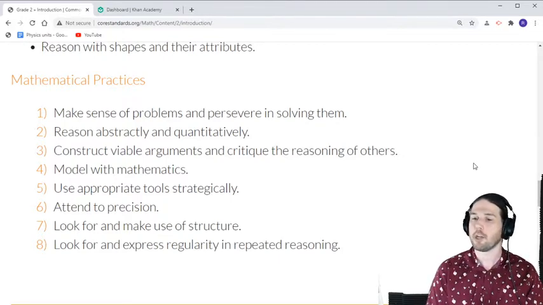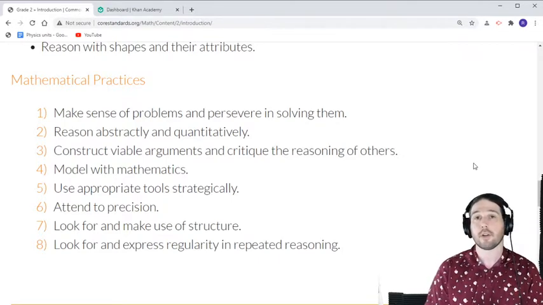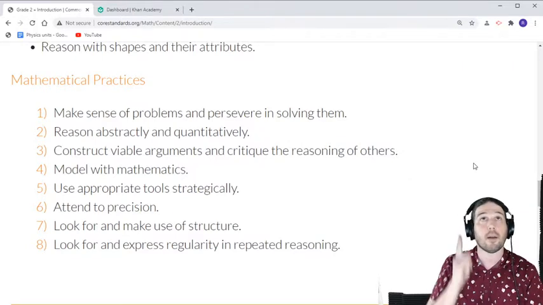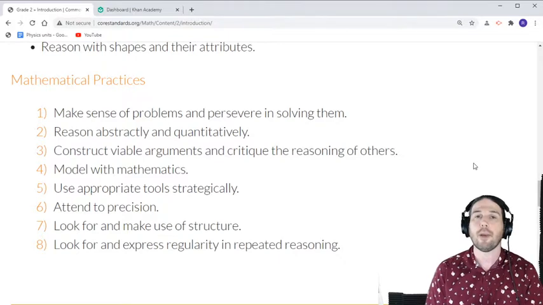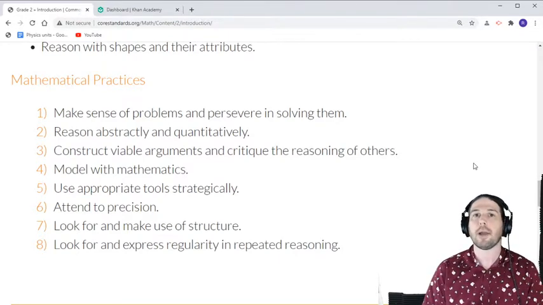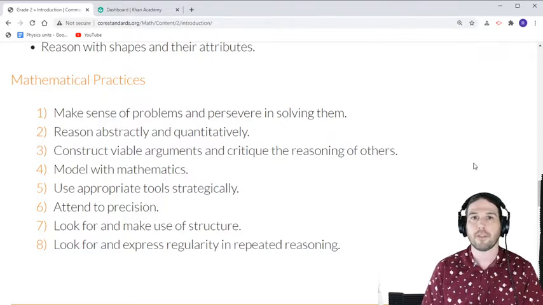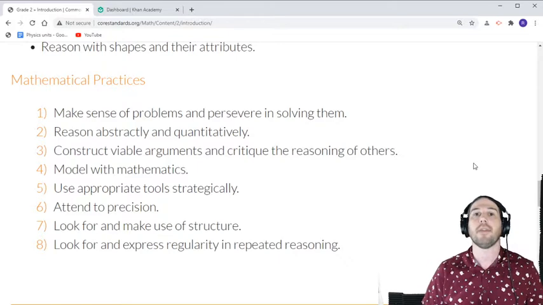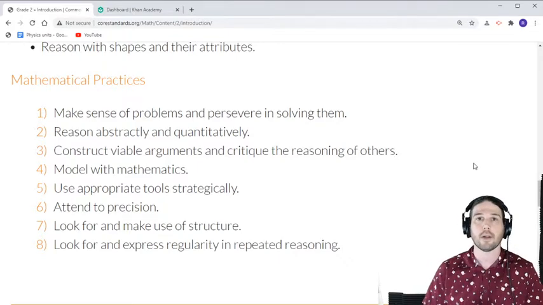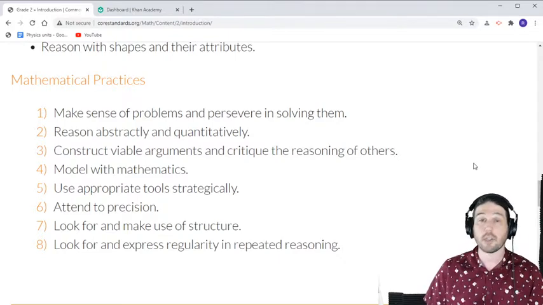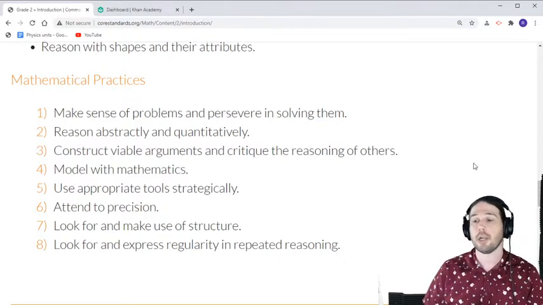Construct viable arguments and critique the reasoning of others. Same deal. We talked an awful lot in the outline above about creating fluency in our addition and subtraction by being able to come up with and utilize tools and strategies that work for us and that we can communicate to one another to help each other with our understanding. So this is going to be a very, very large part of second grade math.